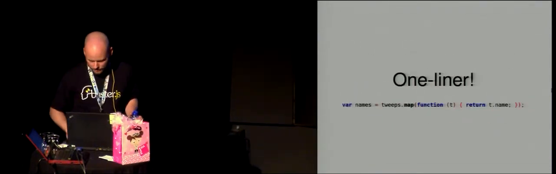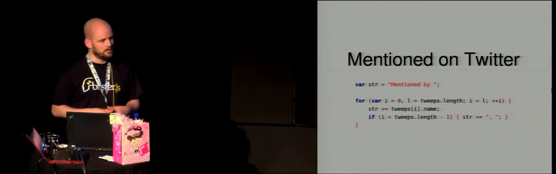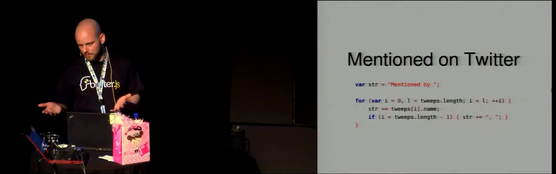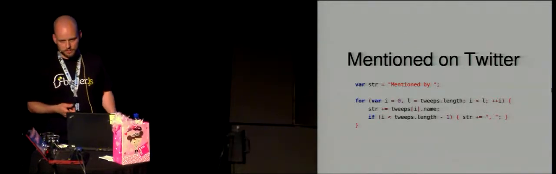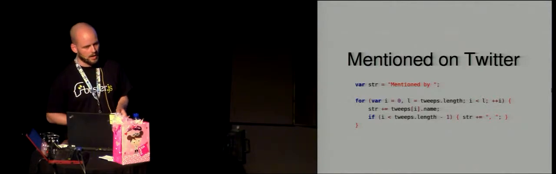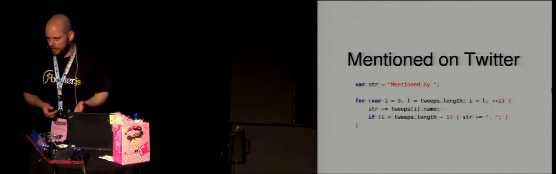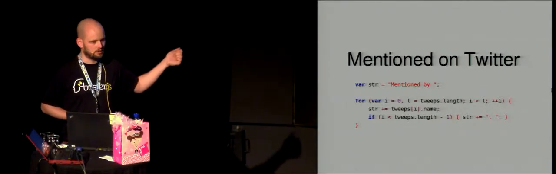Okay, let me just give you another example first. In this case, I'm building a string that says "mentioned by", and then I want to have each Twitter name separated with a comma, and this will be all the people who mentioned something on Twitter. And this loop is even worse in terms of focusing on looping specifics or mechanics, right? Because now I also have to check that we don't add the separator after the last item in the array. And I don't know about you guys, but when I write code like this, I run into off-by-one errors all the time.